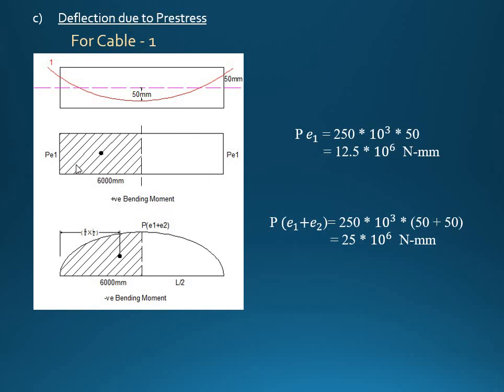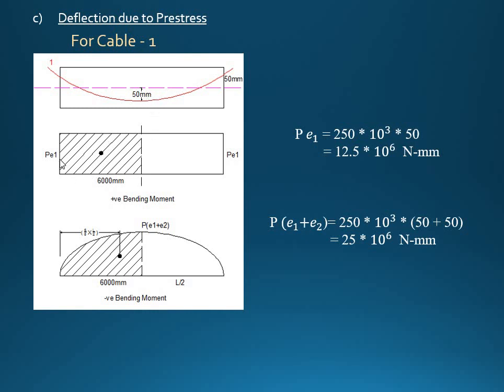But while considering the rectangle, consider half of it. The complete length is 12 meter. Half of it will be 6 meter. Convert it into mm, it will be 6,000 mm. The complete length is represented by L. Half of that will be L by 2. So L by 2 equal to 6,000 mm. Next is the depth of the rectangle. It is P into E1. Here I am considering this 50 mm as E1 and this 50 mm as E2.